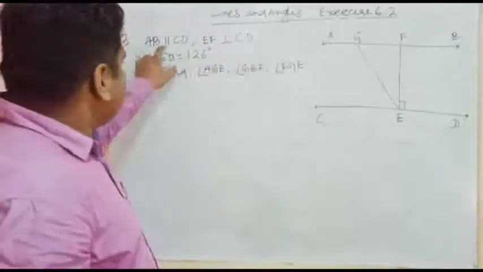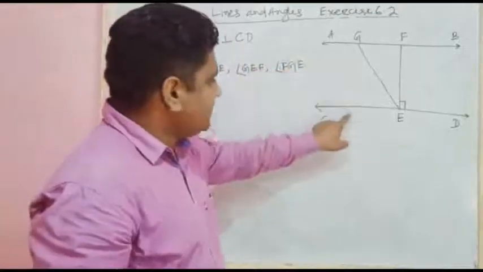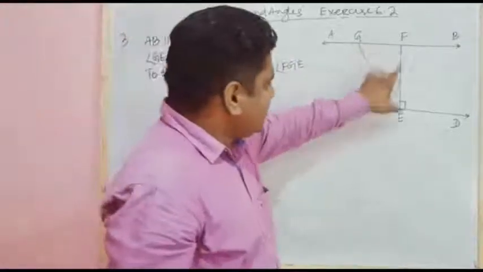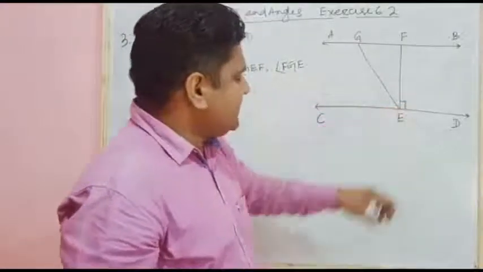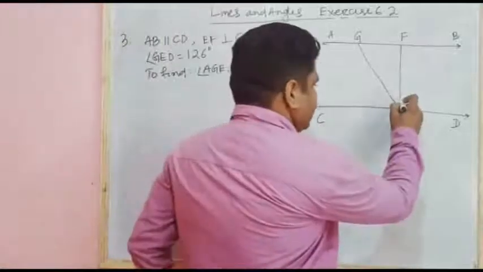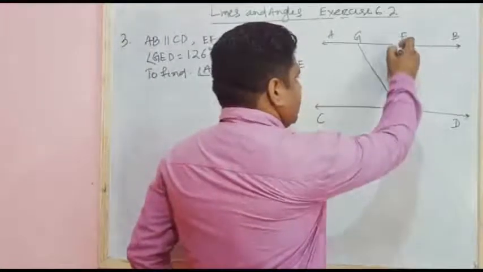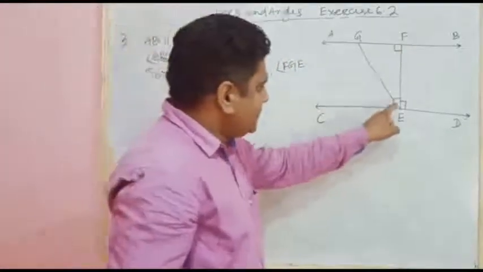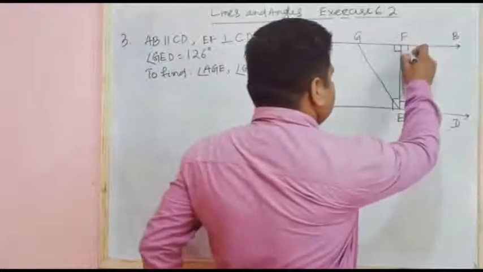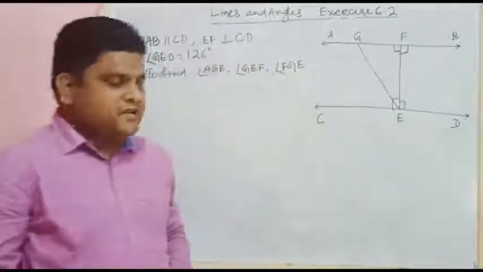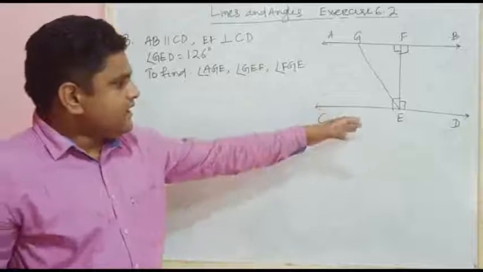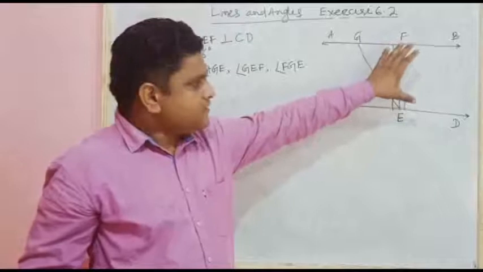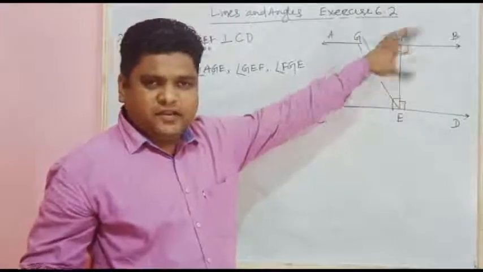Number 3: AB is parallel to CD. This line and this line are parallel. EF is perpendicular to CD, so this is 90 degrees. This will also be 90 degrees on the opposite side. This one and this one are alternate interior angles, so these two are also equal, and this one is also 90 degrees. Because AB and CD are parallel, and EF is the shortest distance between two parallel lines, it is perpendicular to both lines.